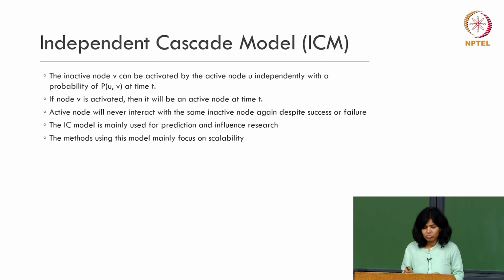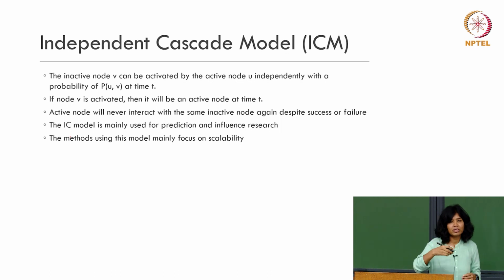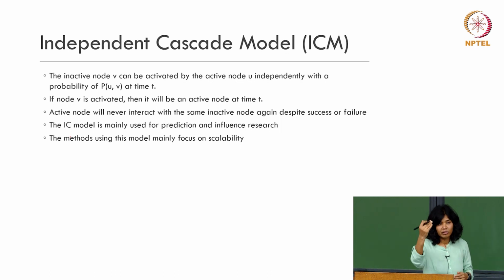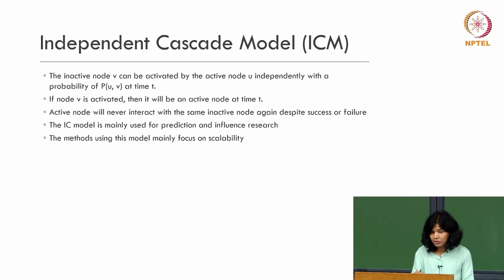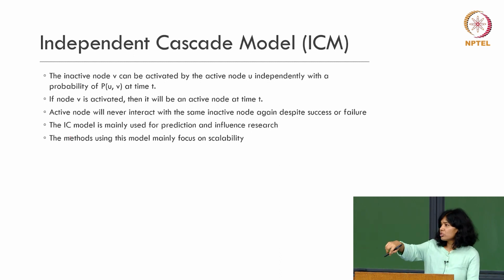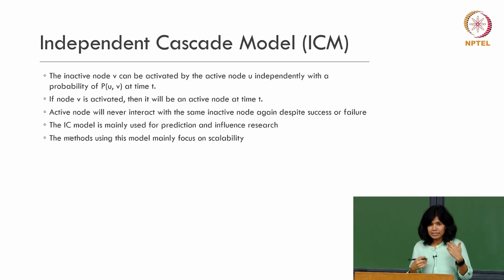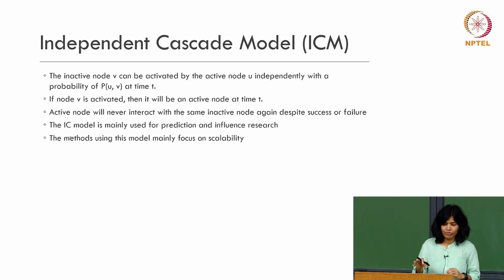The node will try only once. If he or she can infect me, they have only one chance, right? So this is how it works. Basically, every active node will try to activate its inactive neighbors only once, and once a node gets activated, it will remain in that state forever.